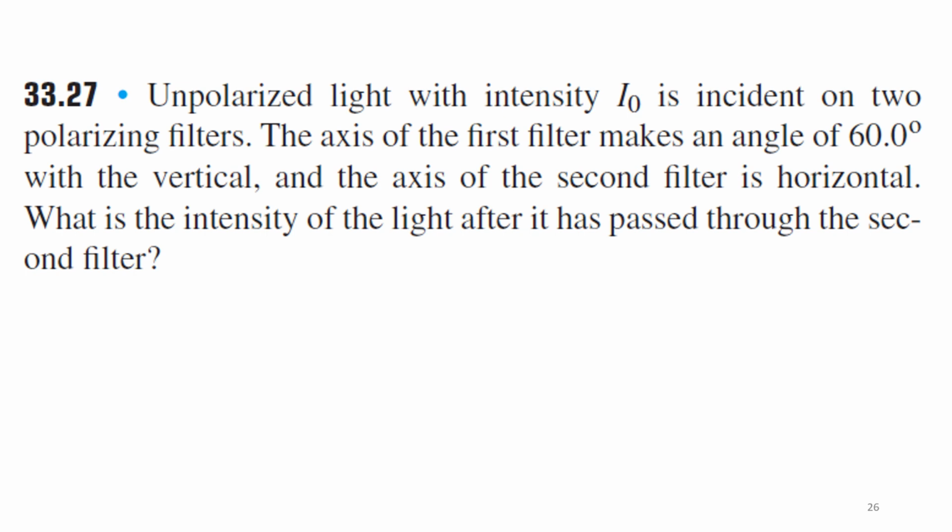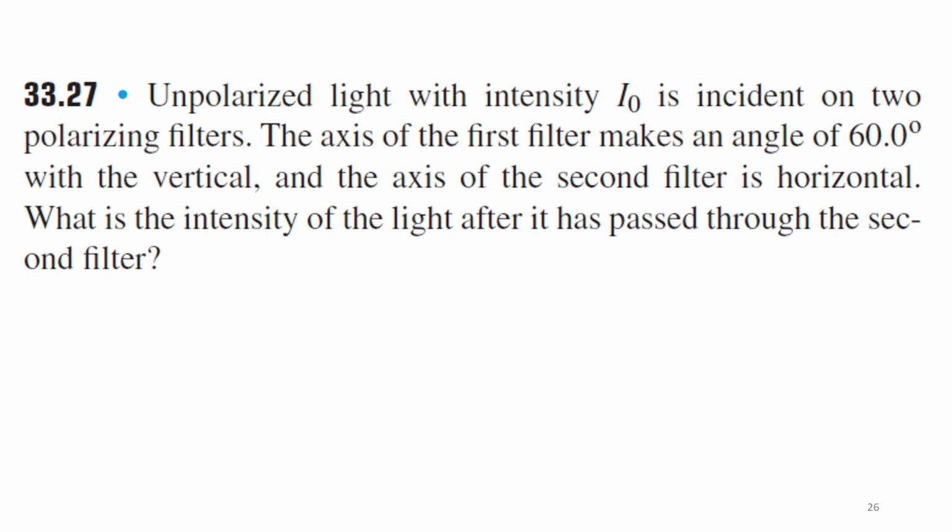Looking at the given, we know that the angle between polarizing axes is 30 degrees, because the axis of the first filter makes an angle of 60 degrees with the vertical. For the second filter, it's 90 degrees, because it's horizontal. So the difference between the two angles is 30 degrees.